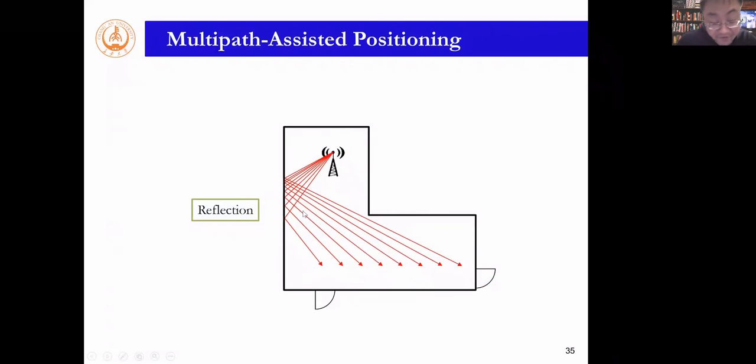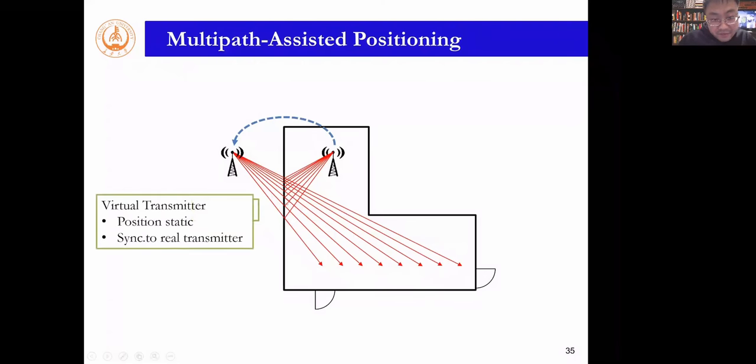Because we know the microwave reflection follows the rule of Snell's law, which is exactly the same for light. So the incident angle is exactly the same as the outgoing angle, right? So eventually we can find a mirror point of all these reflected paths. To the receiver, it looks like another virtual transmitter is transmitting the signal no matter where I am, right? We call this a virtual transmitter. The good thing is the virtual transmitter is static in position, and it is naturally synchronized in clock to the real transmitter.